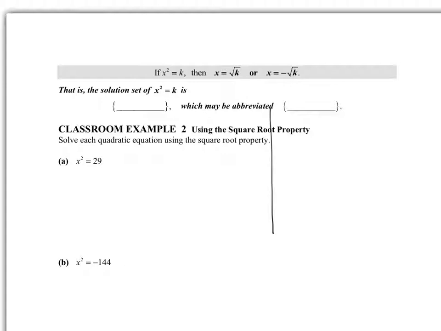Now we get to use what's called the square root property, which is illustrated on this page, if the b value is 0. In other words, we're not going to have a term that has x in it. It's just going to have the x squared and the constant. So if that happens, remember that I can get rid of a square by taking the square root.